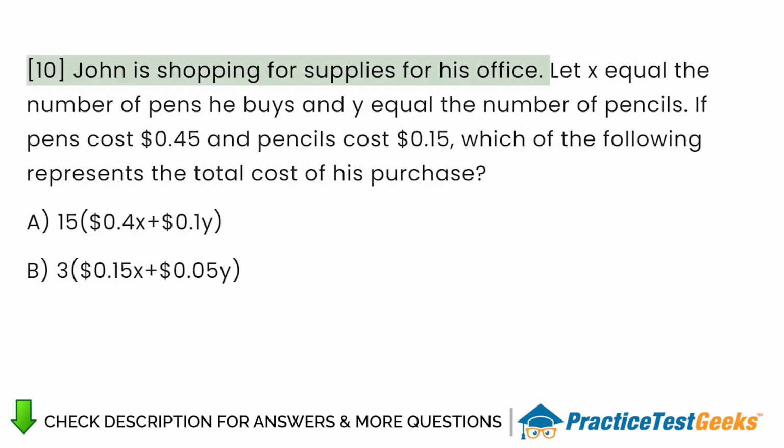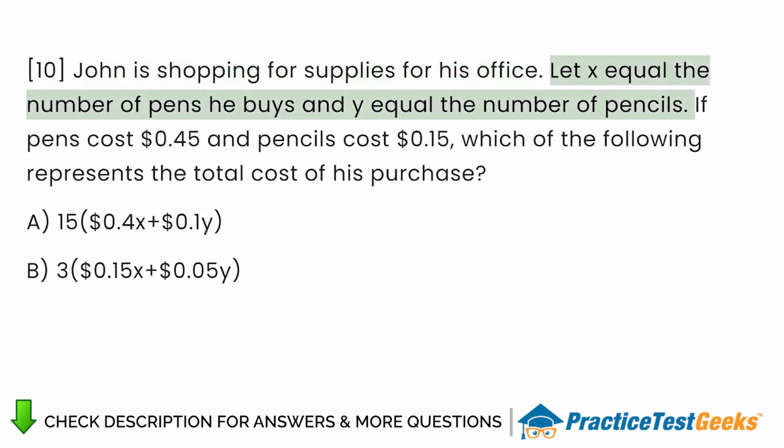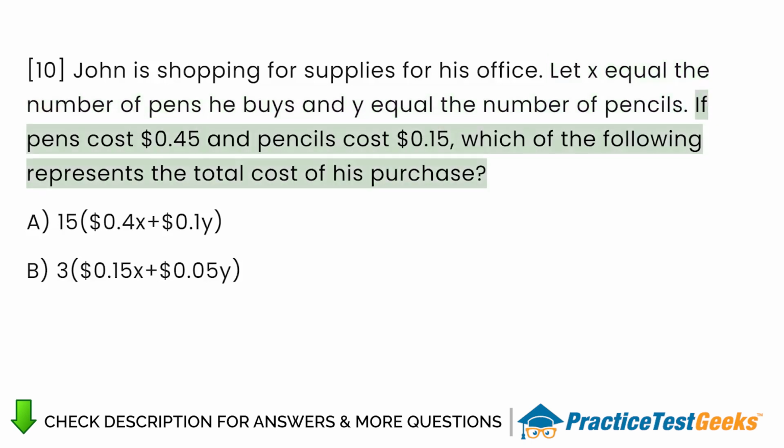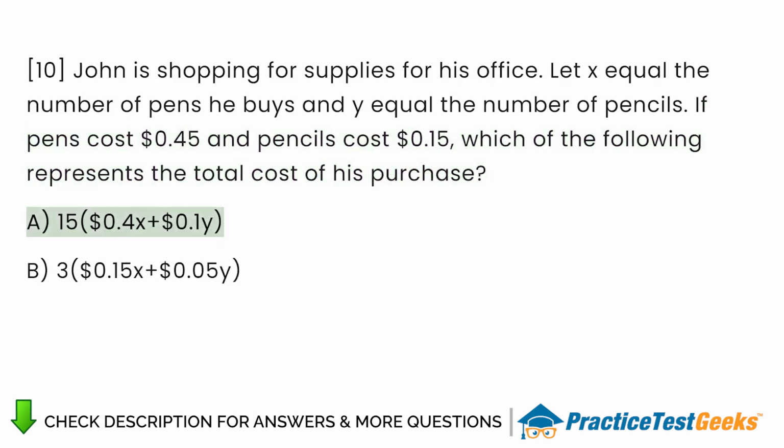John is shopping for supplies for his office. Let x equal the number of pens he buys and y equal the number of pencils. If pens cost 45 cents and pencils cost 15 cents, which of the following represents the total cost of his purchase? A. 15. B. 3.